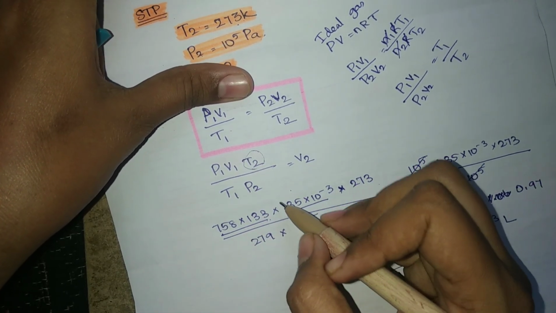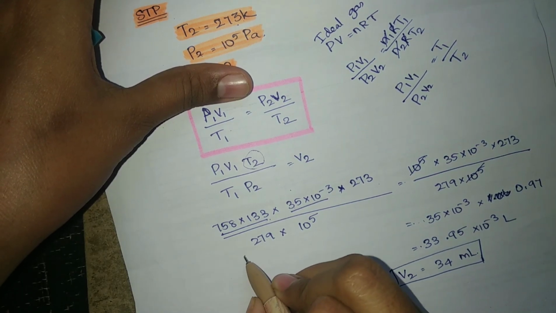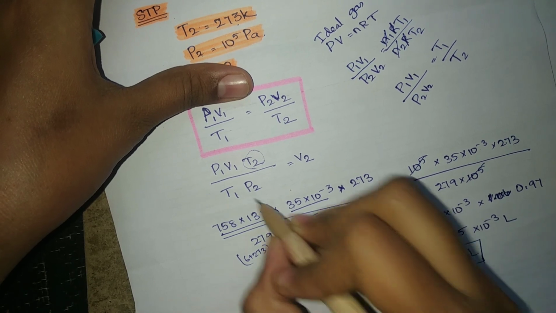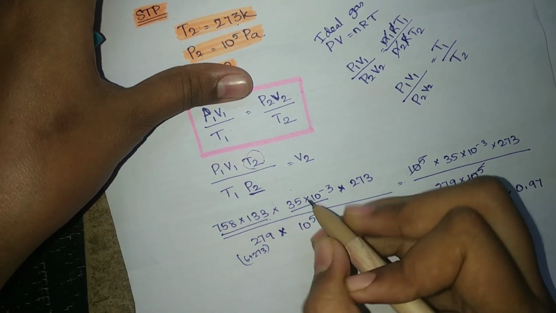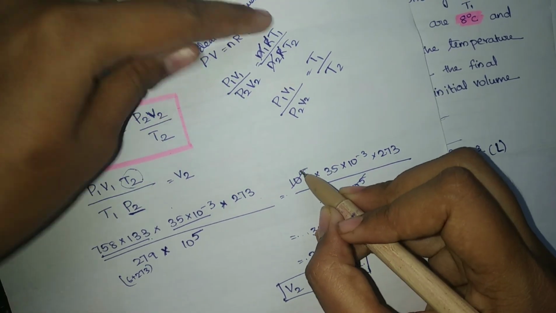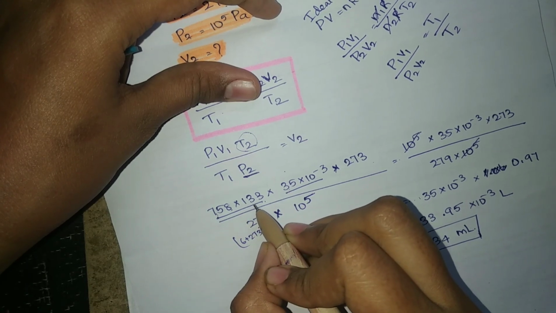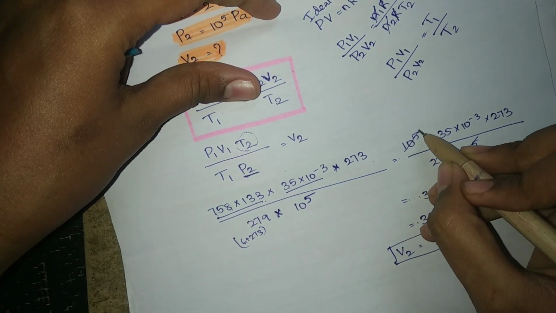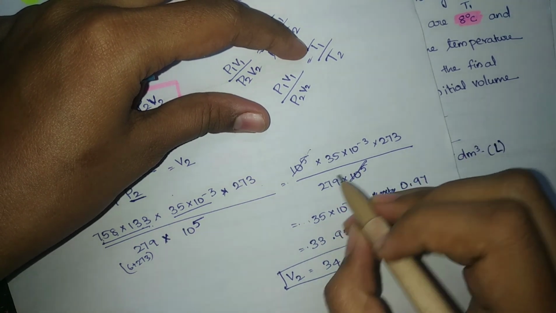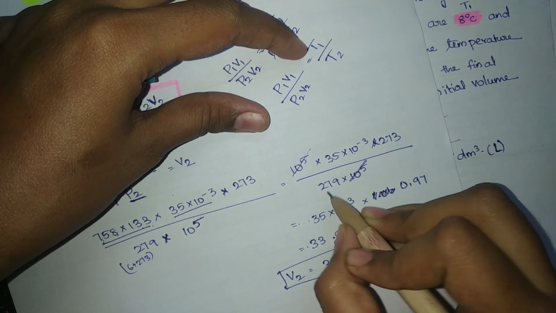T1 is 6 degrees Celsius. I am converting that 6 degrees Celsius into Kelvin. So 6 plus 273 will be 279, into the P2 value. Pressure at STP will be 10 to the power of 5. If we multiply this 758 with 133, you will get a value of 10 power 5. This 10 power 5 and this 10 power 5 will get cancelled. So the remaining will be 35 into 10 to the power of minus 3 into 273 divided by 279.